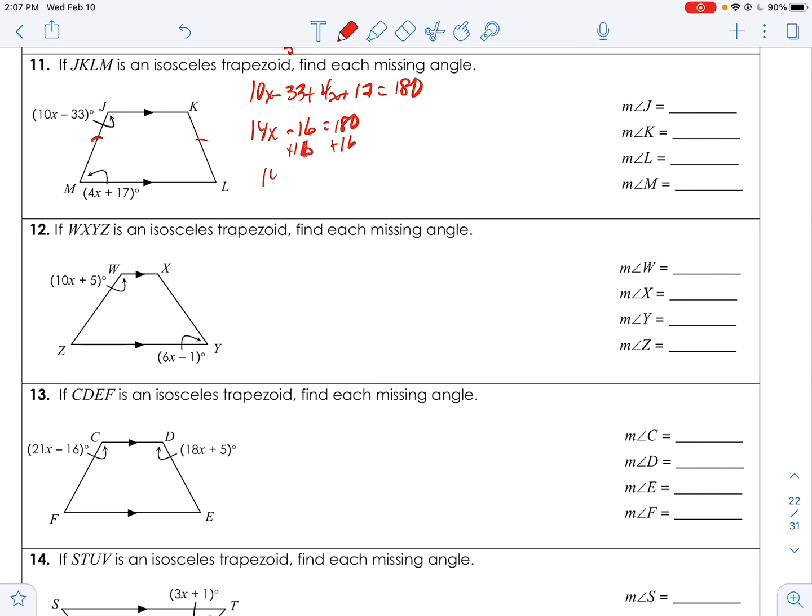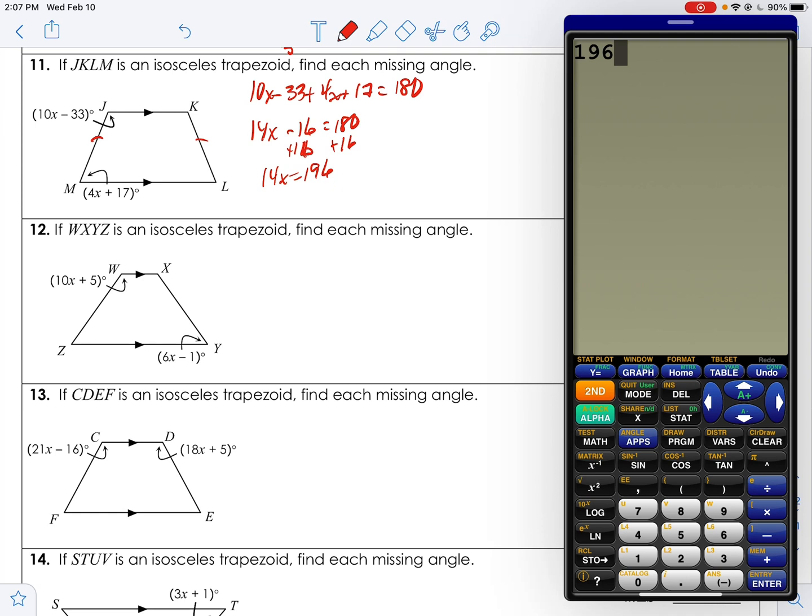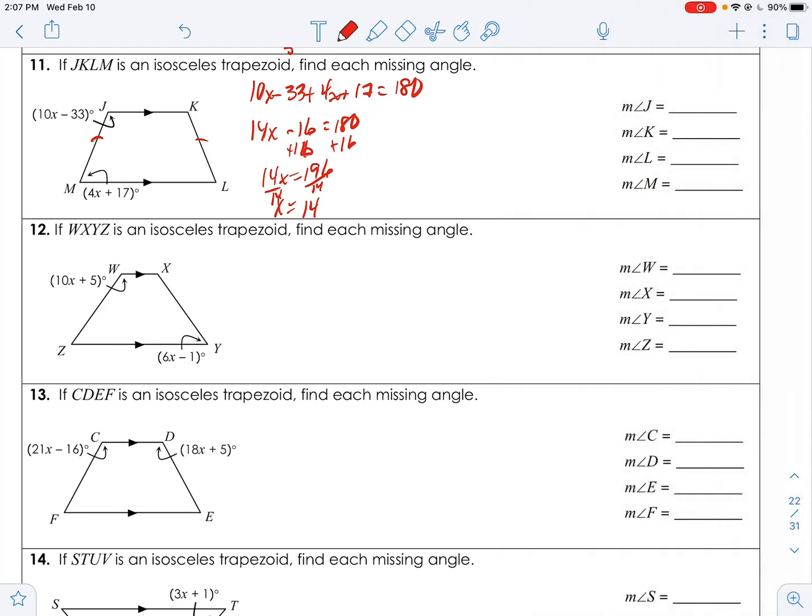Let's add 16. Add 16. So 14x equals 196. Does it? It does. Divided by 14, leave a trail. X is 14, but we don't solve for x, we solve for the angle.